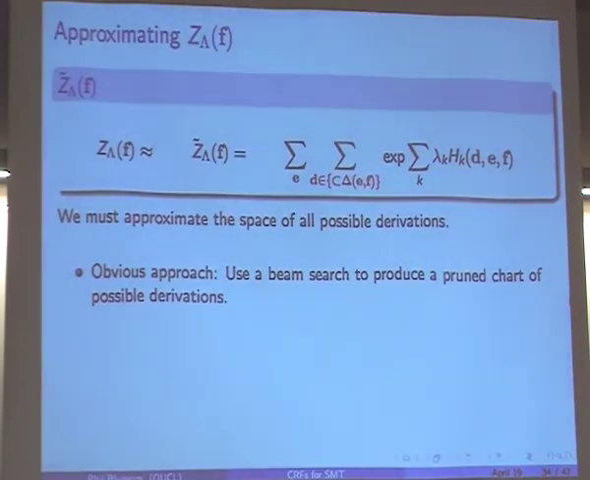So the obvious thing to do is to have some sort of beam search in the parsing. So let's just, as we're parsing, drop the low probability items and keep going. That will massively prune down the search space by some beam parameter, depending on how aggressive we are. And we'll just use the resulting parse chart as our approximation for Z.